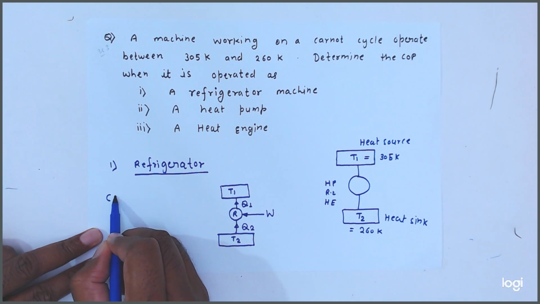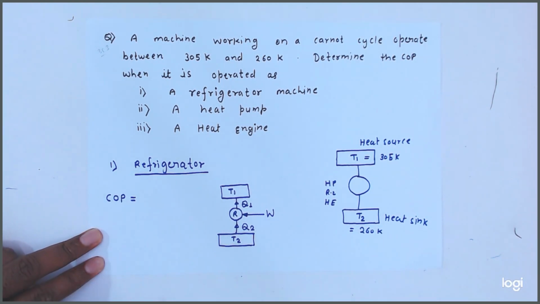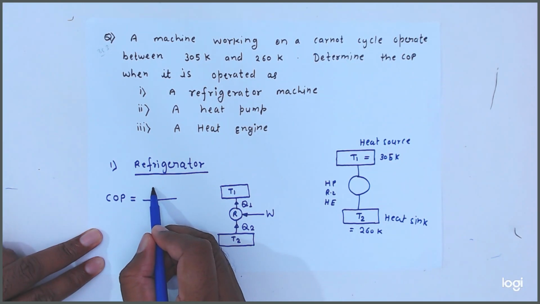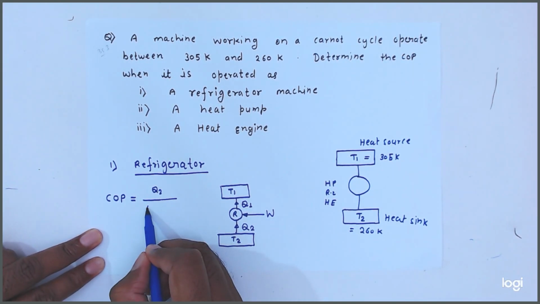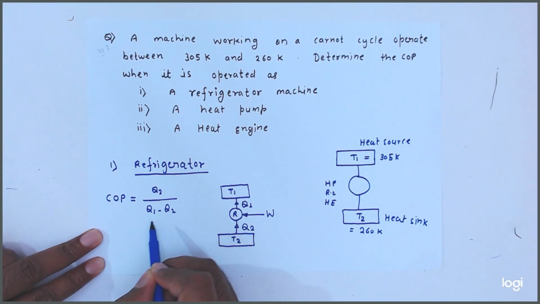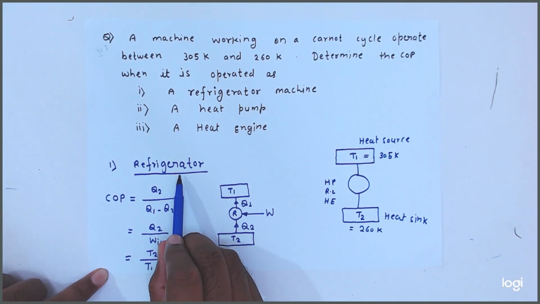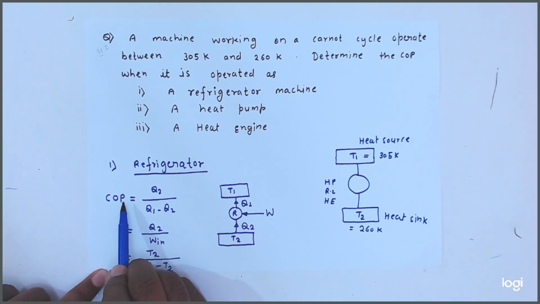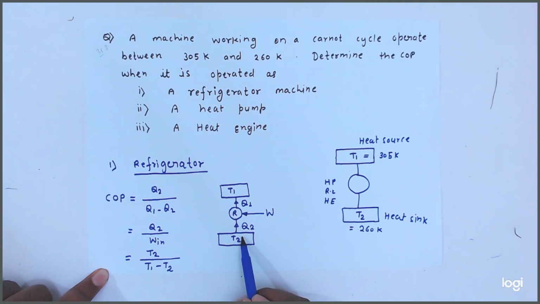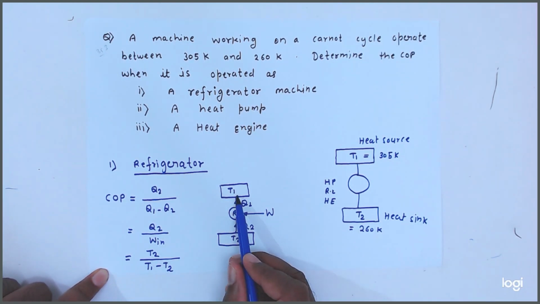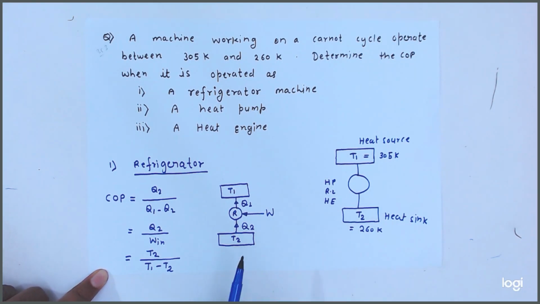Okay, so we know that COP for the refrigerator case is equal to Q2 upon Q1 minus Q2, or Q2 upon work input, or COP equal to temperature T2 divided by T1 minus T2. So in the case of refrigerator, COP, coefficient of performance, is equal to lower temperature divided by higher temperature minus lower temperature. Getting friends?